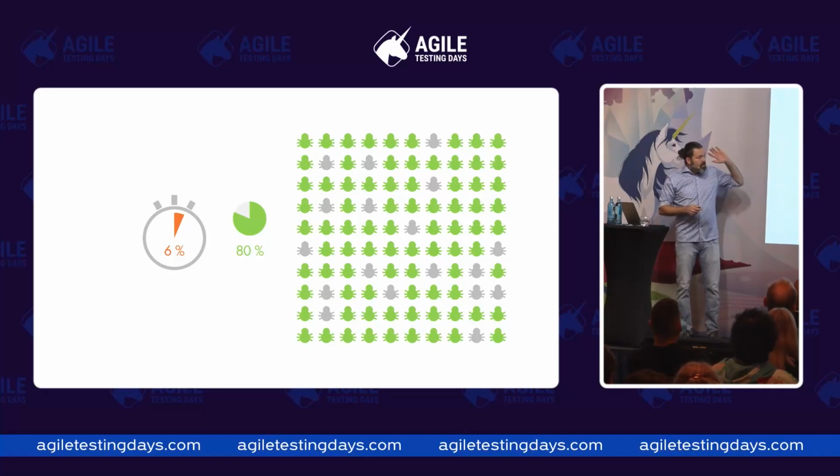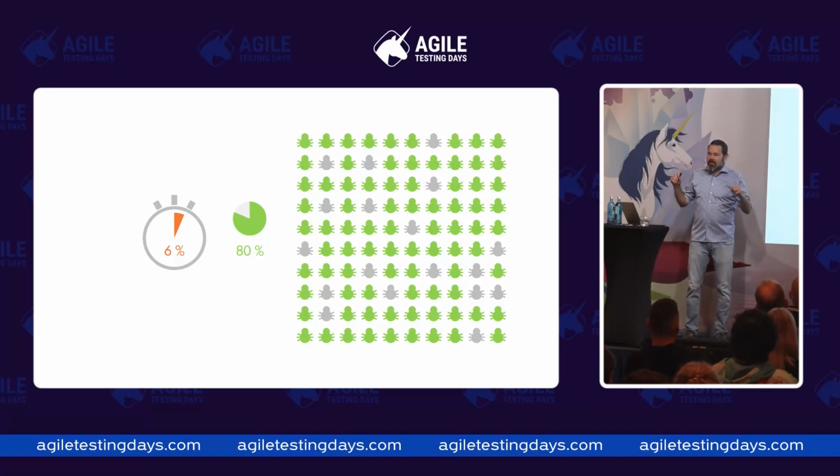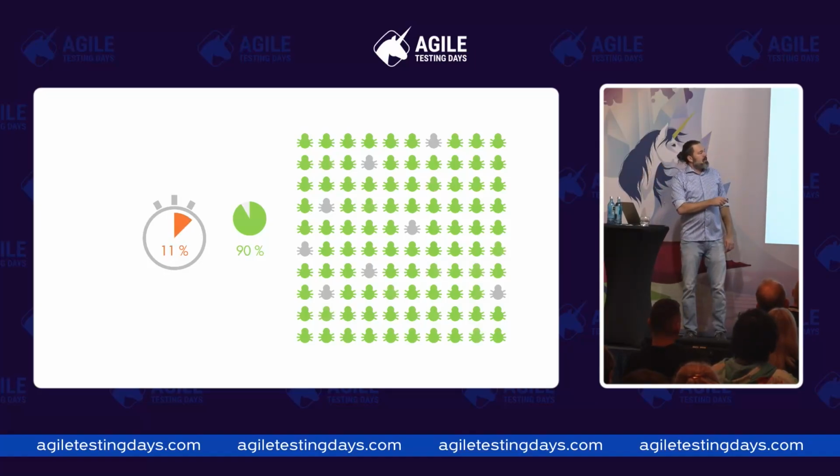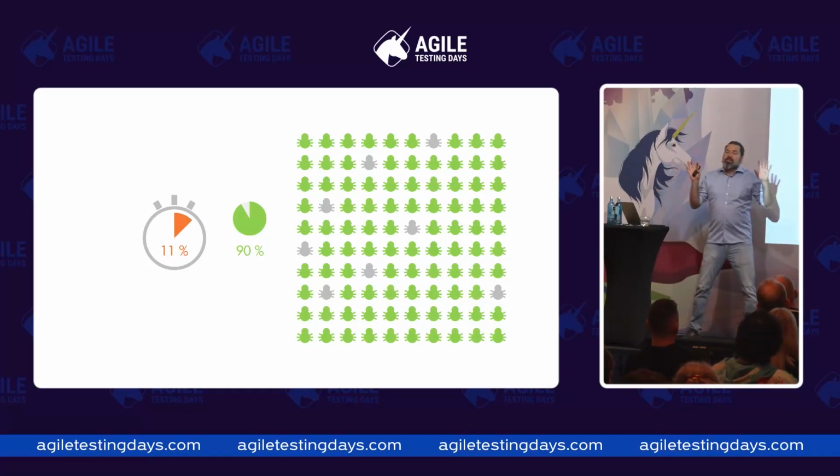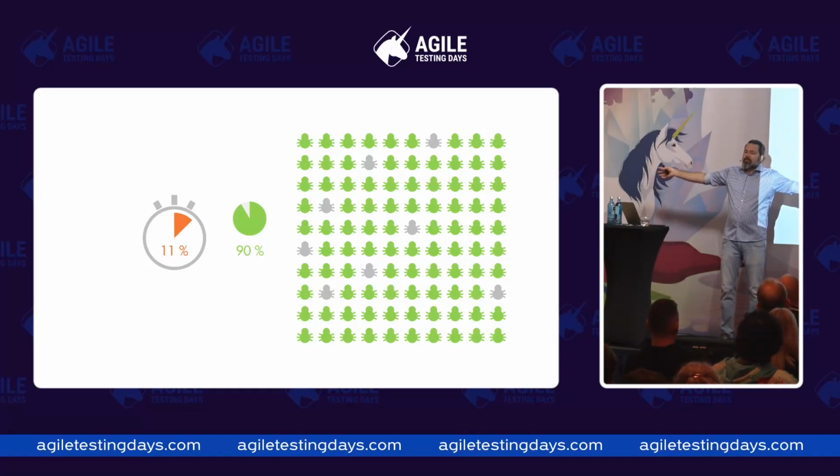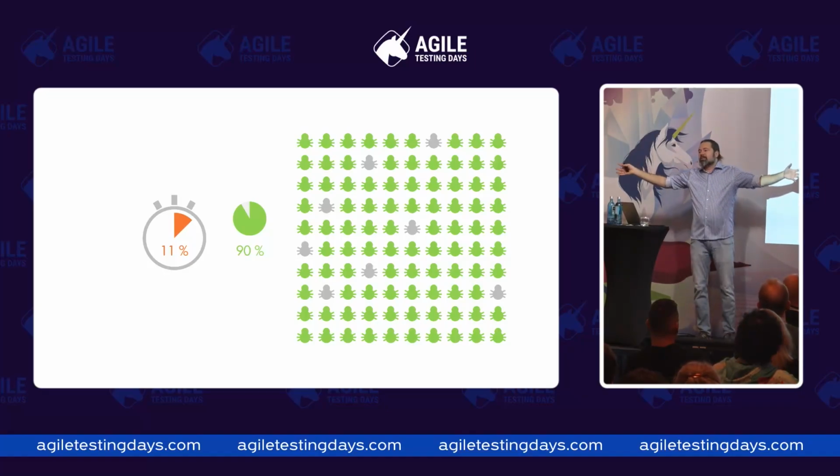And through all the different systems we analyzed, on average, in 6% of the time it takes to execute the entire test suite, we find 80% of the bugs, and in 11% of the time, we find 90% of the bugs. Obviously, not 90% of all the bugs, but 90% of the bugs that the entire test suite would find.